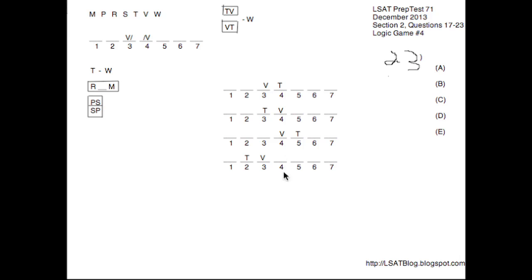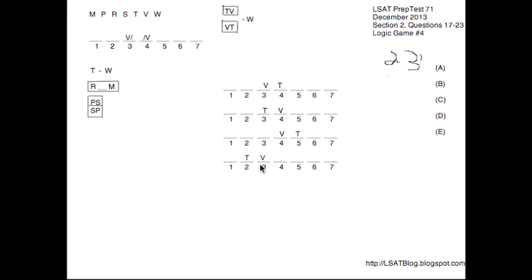So I've laid out 4 different possibilities here, which represent the 4 different ways we could have T and V next to each other, consecutive in either order, while still complying with the restriction that V always be on either 3 or 4. So we could have V on 3 with T after it, V on 4 with T before it, V on 4 with T after it, or V on 3 with T before. These are the 4 different ways that it can play out.